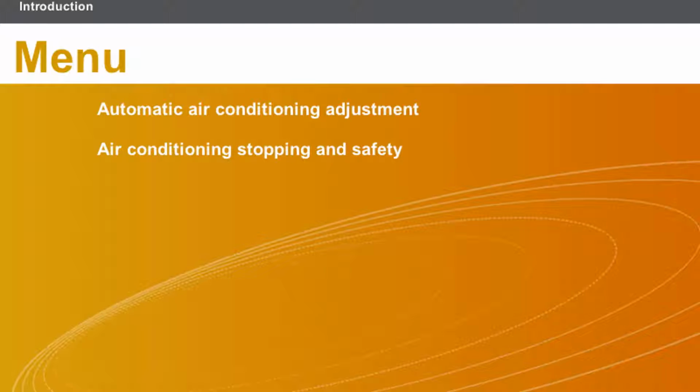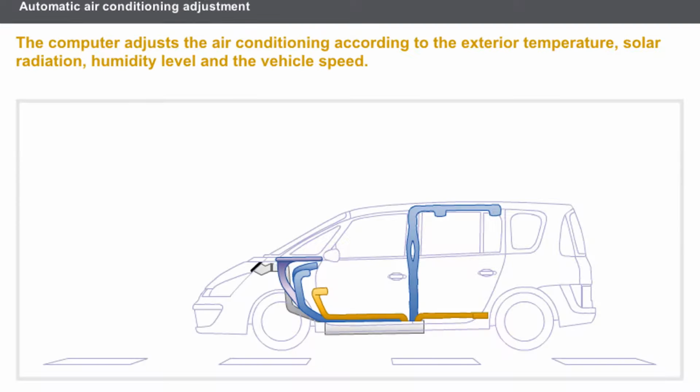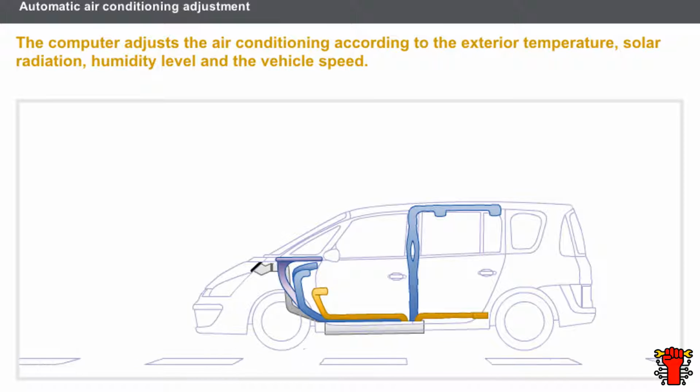This lesson will cover the following topics: automatic air conditioning adjustment, air conditioning stopping and safety. Air conditioning automatic adjustment is used to stabilize the temperature inside the vehicle, whatever the external conditions.